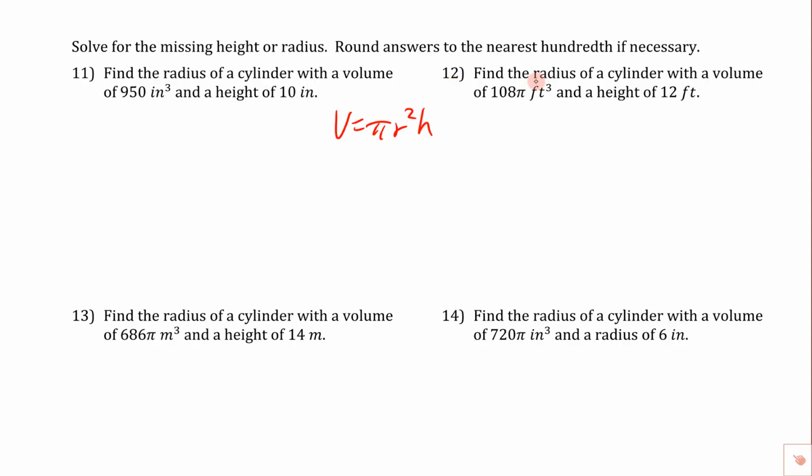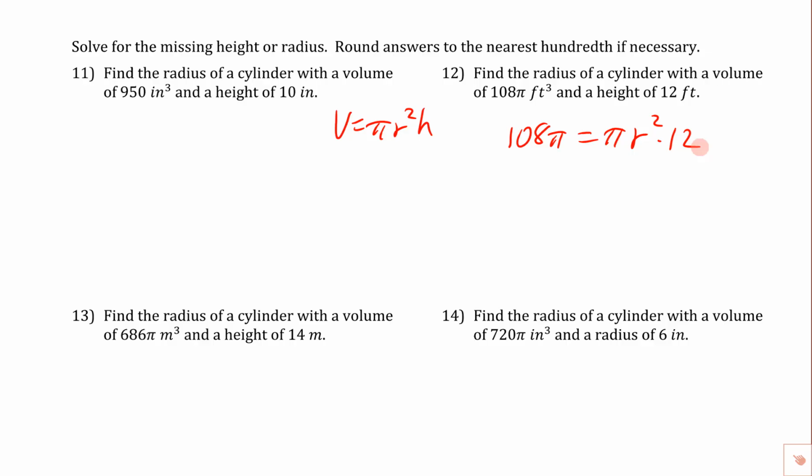On the next one, number 12, which I'm actually going to do, it says find the radius of a cylinder with a volume of 108 pi cubic feet. So the 108 is going to go right here, and the height is going to go right here. Let's write this down. This is going to be 108 pi. That's the volume. And then we've got a pi over here. We've got the radius. It doesn't tell us what the radius is, so let's just write r squared, and it does say the height is 12, so we're going to multiply by 12.